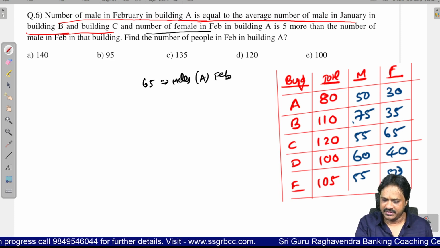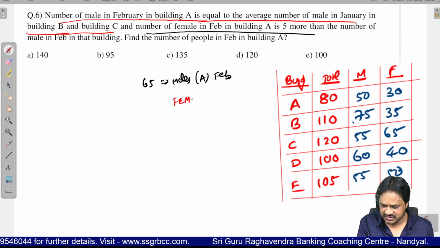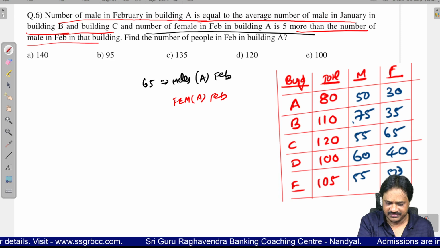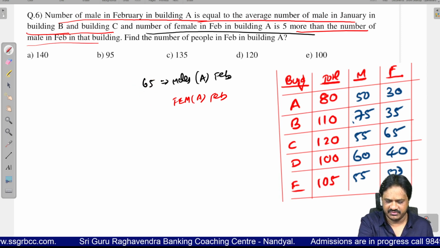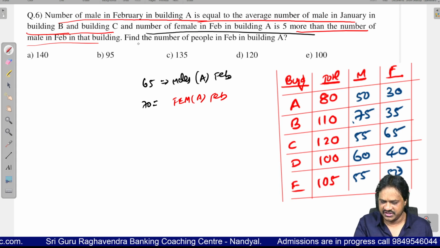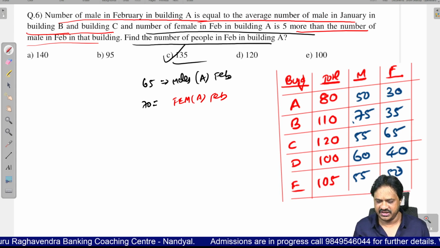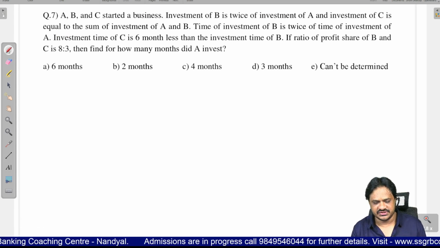Then the number of females in A in February is 5 more than the males. See how many males are there? 65. 5 more means 65 plus 5, that is equal to 70. So the total number of people, 65 plus 70, is 135. Option 3 is the correct answer. Let us see the next question.